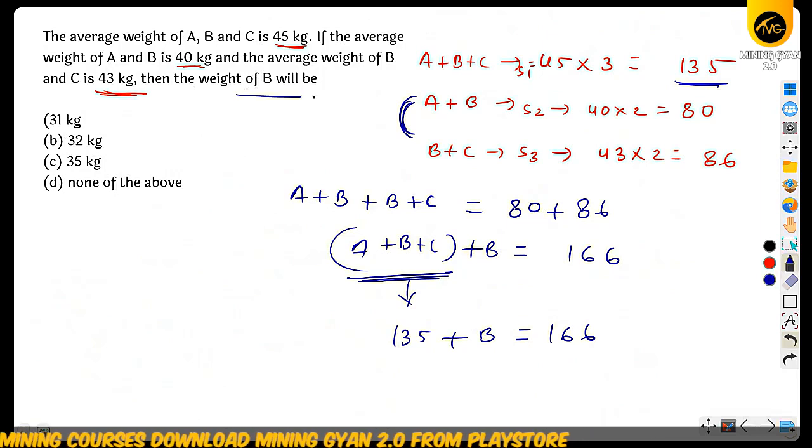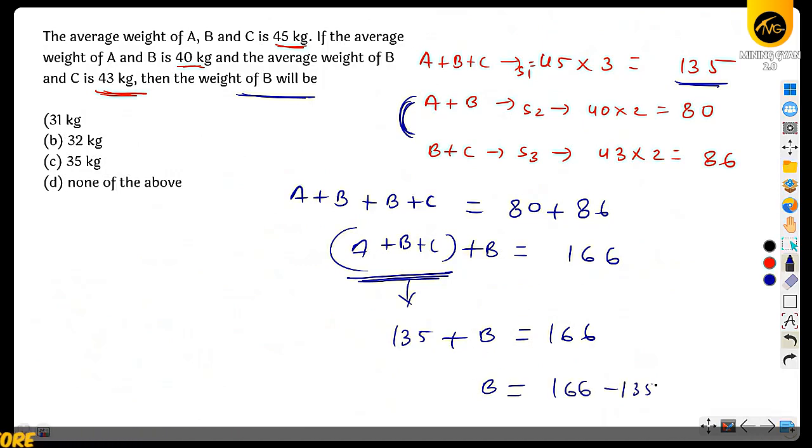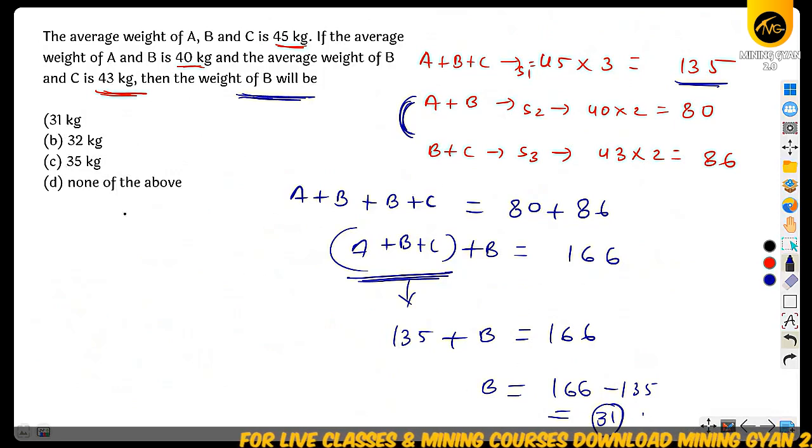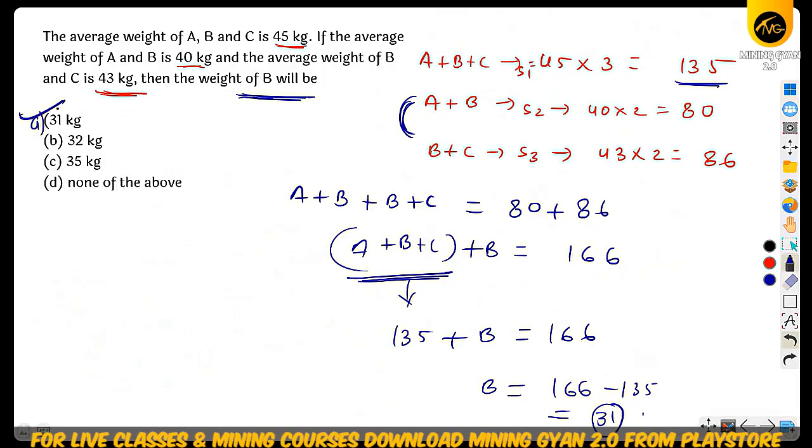The question is what the weight of B will be. So we have to find out the weight of B. So 166 minus 135, it will be 31. Okay, 31. So 31 kg is the weight of B. So this is option A. So basically option A is the correct answer.